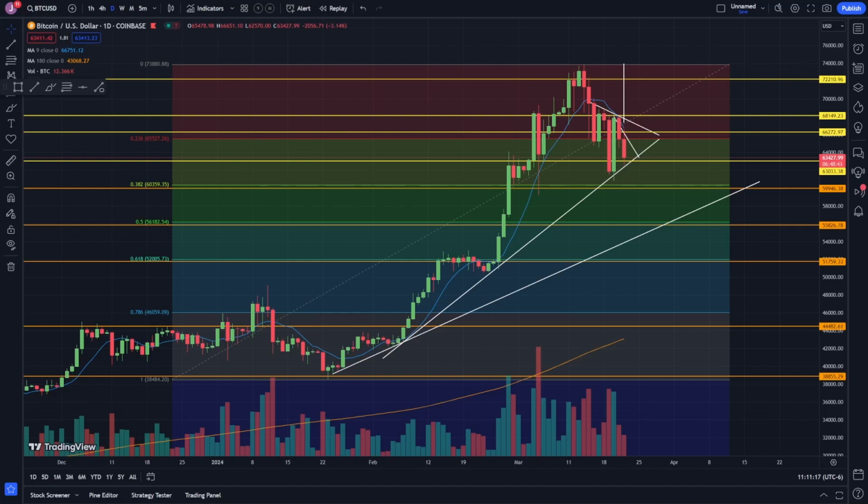Let's take a look at the chart action for Bitcoin. All right, so we're looking at Bitcoin on TradingView on the daily time frame up here. And the main thing I'm watching is this trend line right here. I think if we break this trend line going to the downside, then I'll be much more confident on my limit orders set up right here.